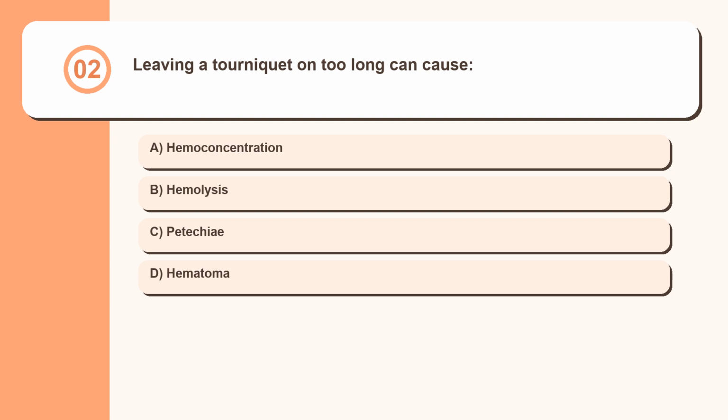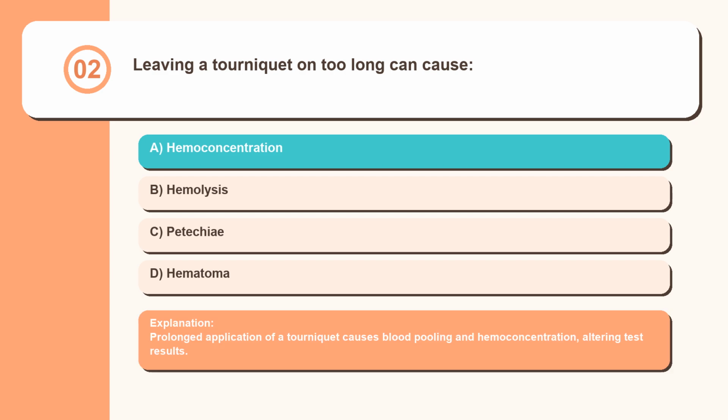Question 2. Leaving a tourniquet on too long can cause hemoconcentration, hemolysis, petechiae, hematoma. Prolonged application of a tourniquet causes blood pooling and hemoconcentration, altering test results.